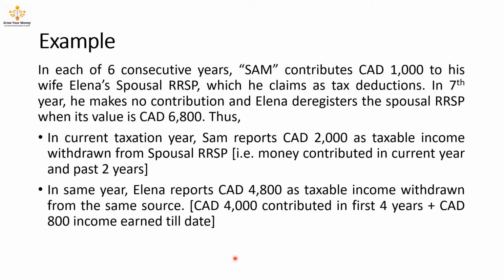It is calculated by adding zero contribution for the current year, $1,000 contribution for the 6th year, and $1,000 contribution for the 5th year. Put together, $2,000 will go into the income tax statement of Sam. However, Elena needs to report $4,800 of income from the RRSP as taxable income withdrawn from the same source. It is nothing but $4,000 contributed in the first 4 years plus $800 income earned till date.